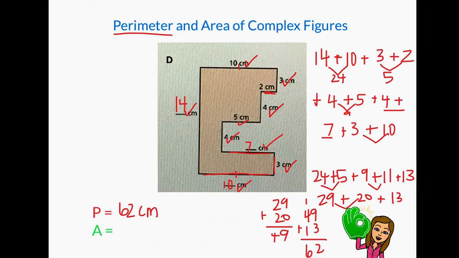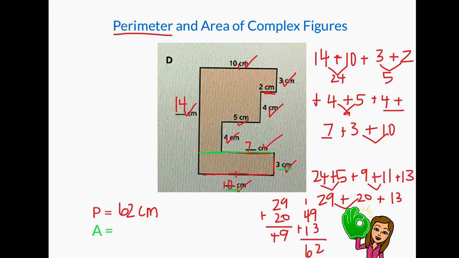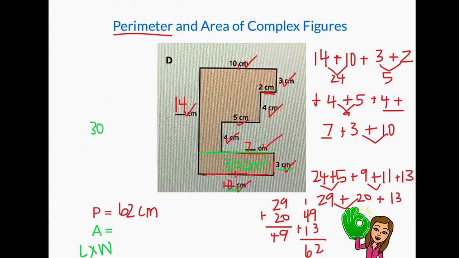Now we get to do the fun part of finding our area. First thing I want to do is break it down into shapes that I recognize. On the bottom, I can make an easy rectangle here. This one is 10 by 3 centimeters, so remember that area is length times width. So 10 times 3, that's 30 centimeters squared for an area. So I'll get that ready to add to my other ones, so 30 plus.